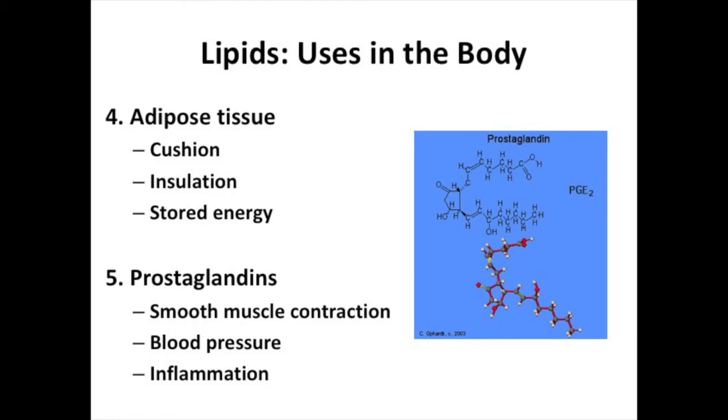We can also use lipids to make these substances called prostaglandins. They do a lot of different things in our body. You can see the image of them here, and you can see structurally they have those tails very similar to the way a triglyceride does.